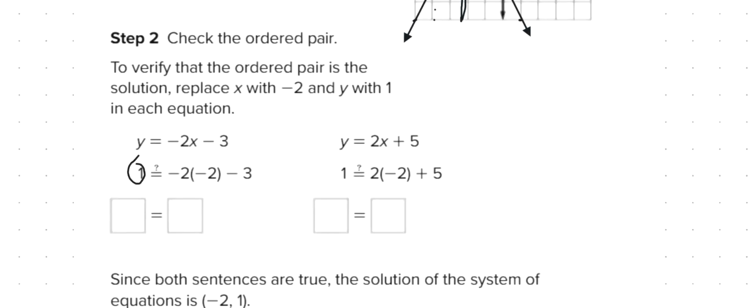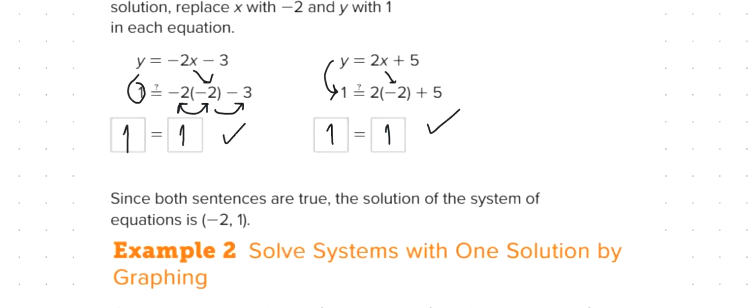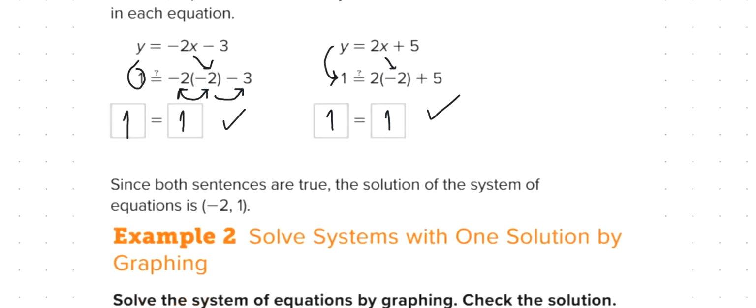And instead of x, it's -2. So 1 equals -2 times -2, which is 4, minus 3 is 1. That's correct. For the second equation, y is 1 and x is -2. So 1 equals 2 times -2, which is -4, plus 5 is 1. So our solution is correct. Since both sentences are true, the solution of the system of equations is -2, 1.